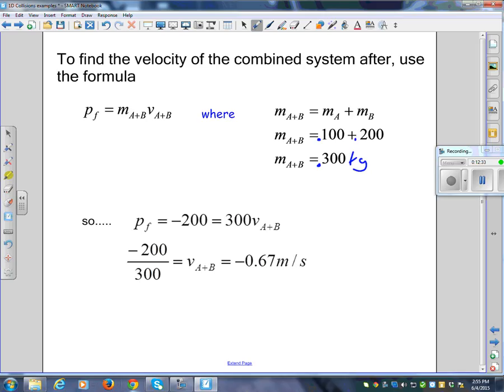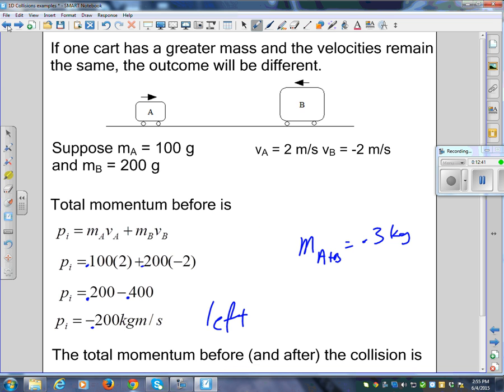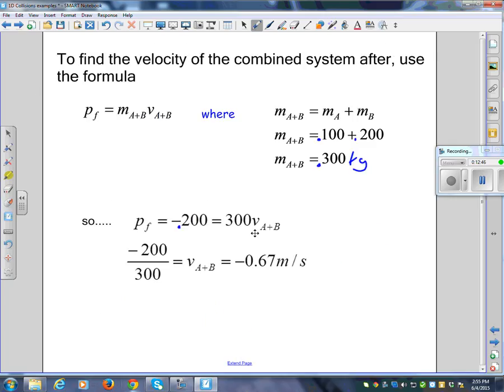So the final momentum must be minus 0.2, I guess, not 200. The final momentum must be minus 0.2. Why? Because the initial was minus 0.2. It is equal to 300 times VA plus B. What does that stand for? Velocity of the combined two carts, right? So it's going to be minus 200. We're going to divide by 300. The combined two carts are going to be moving to the left at minus 0.67.